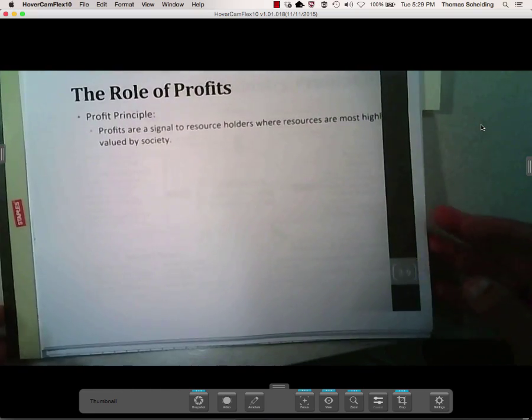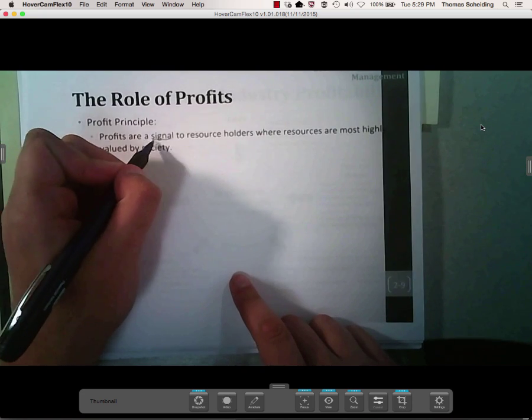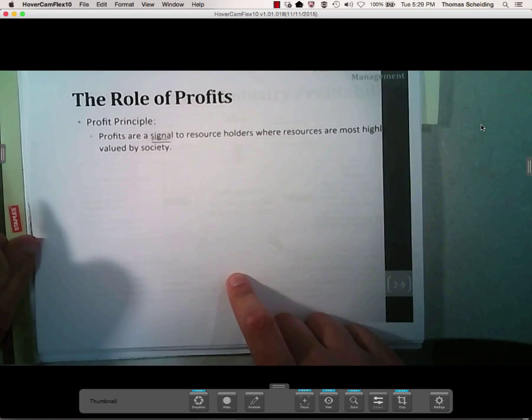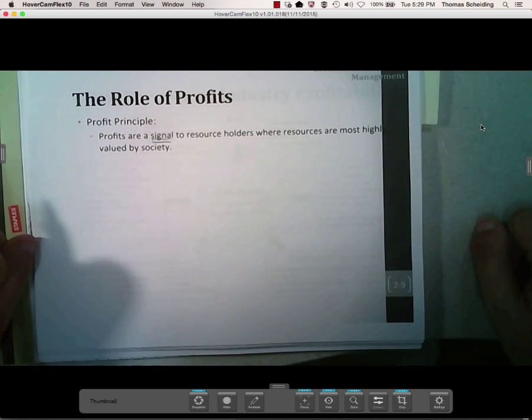Why are profits so important? Who doesn't like to make money? But for an economist, profits are a signal. If I'm getting the highest profit I can for using a resource in a certain kind of way, then that means I'm using that resource in the best way possible. So that's why profits are important. Because they are the way that I know that I'm using the resource the way I should be using it.